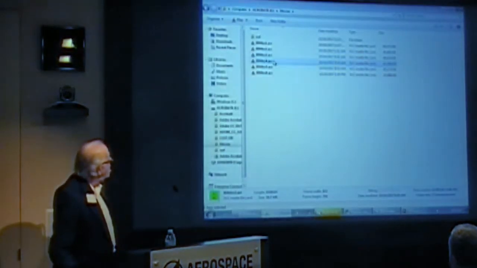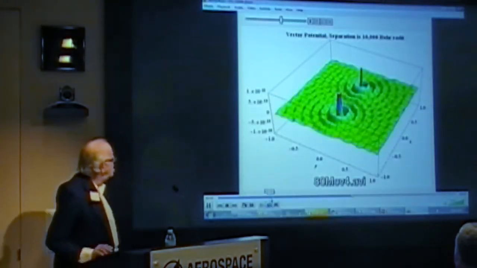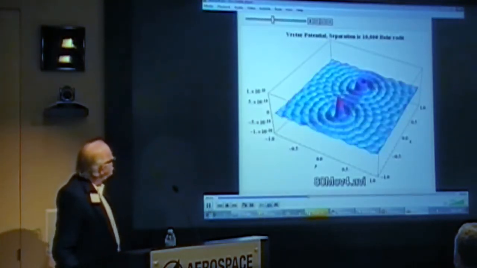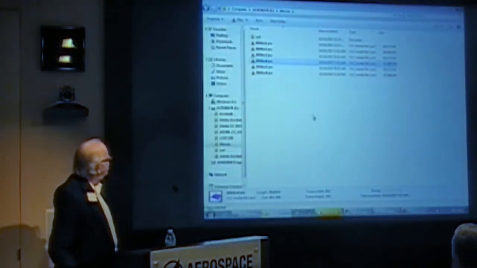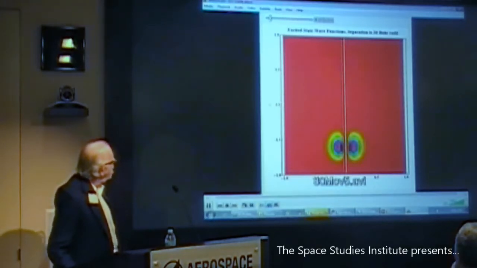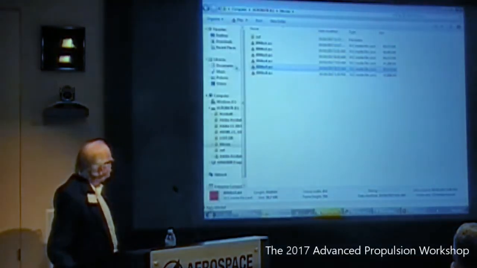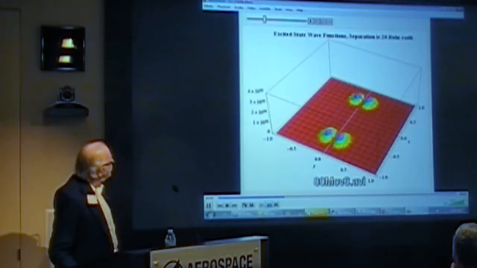And this is the same thing in three dimensions. And finally, we can project out the excited state wave function of the system. Here is the excited state wave function, and it transfers over here. And here's the same thing as seen in three dimensions.